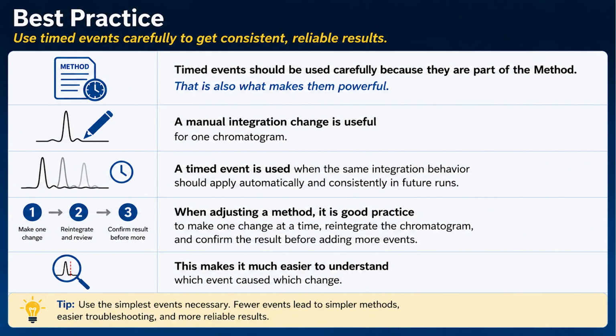Best practice. Timed events should be used carefully because they are part of the method. That is also what makes them powerful. A manual integration change is useful for one chromatogram. A timed event is used when the same integration behavior should apply automatically and consistently in future runs. When adjusting a method, it is good practice to make one change at a time, reintegrate the chromatogram, and confirm the result before adding more events. This makes it much easier to understand which event caused which change.